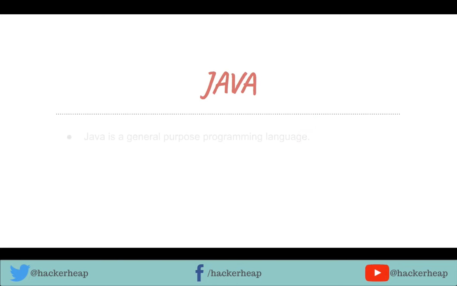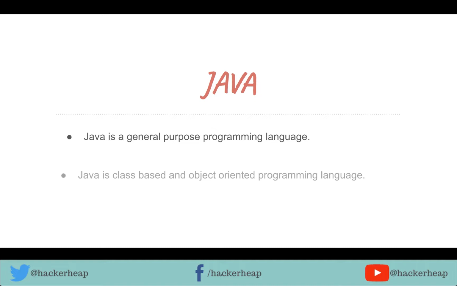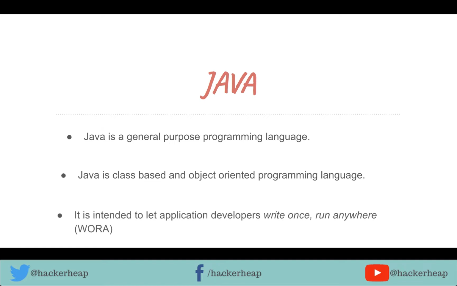So what is Java? Java is a general purpose programming language that is class-based and object-oriented and designed to have as few implementation dependencies as possible. It is intended to let application developers write once and run anywhere, which means you can write Java code on your Mac machine, build the jar and run it on any other machine, like a Windows machine or a Linux machine, or vice versa. We will look into this deeper in the later tutorials in this series.